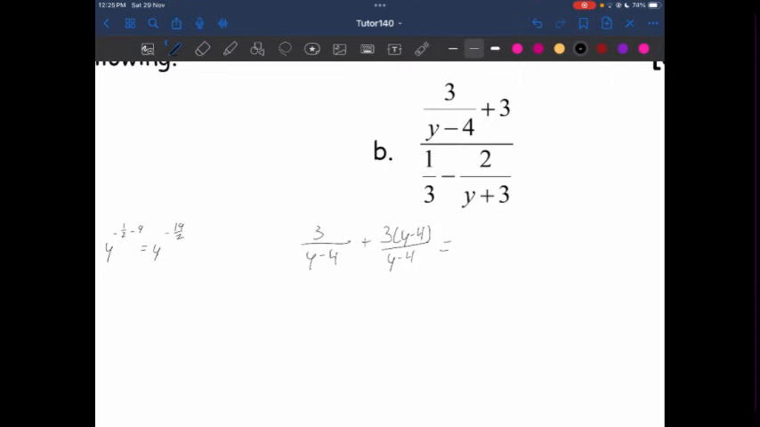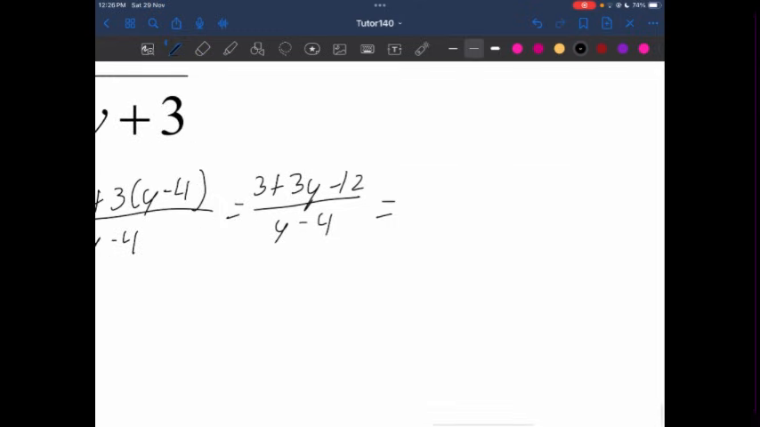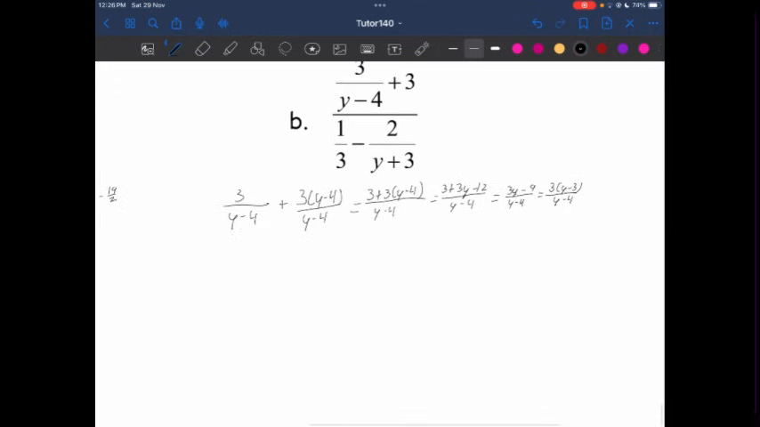So we could just add it. So that's 3 plus 3 times y minus 4 over y minus 4. 3 plus 3y minus 12 over y minus 4. That's equal to 3y minus 9 over y minus 4. Factor it. That's equal to 3 times y minus 3 over y minus 4. That's our numerator.